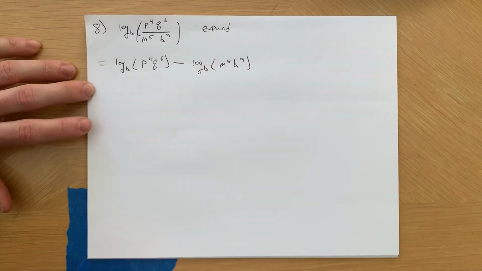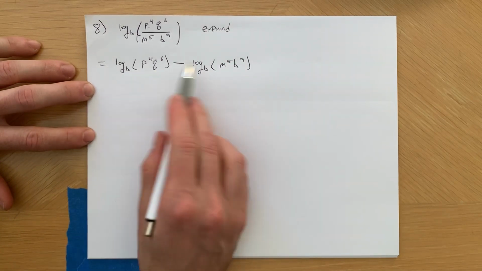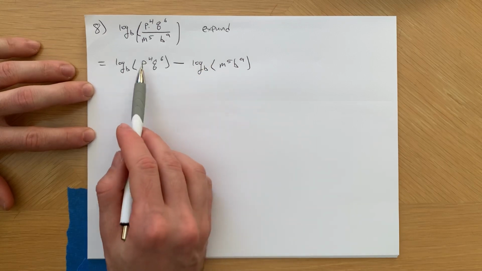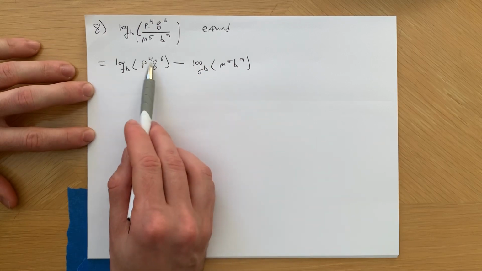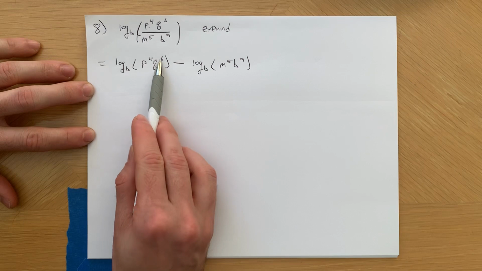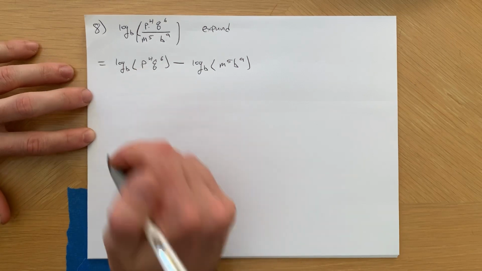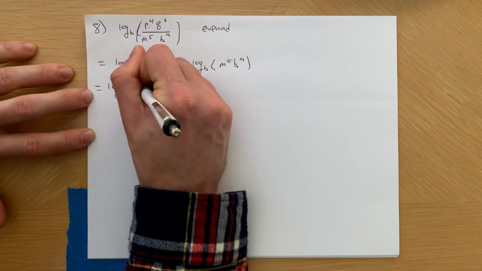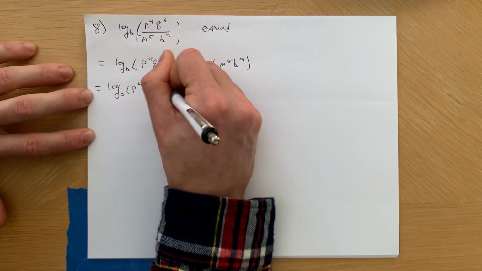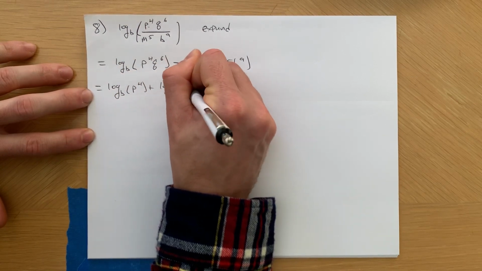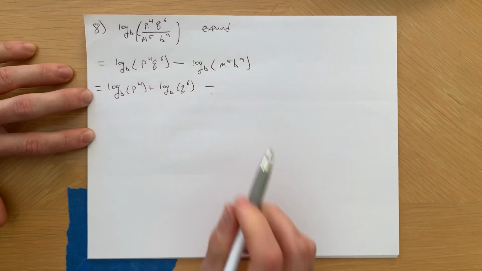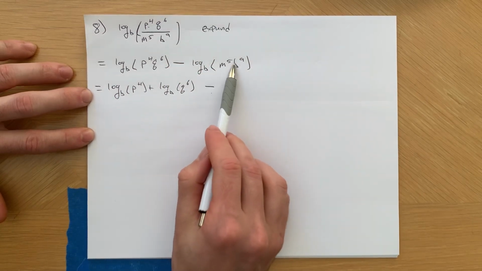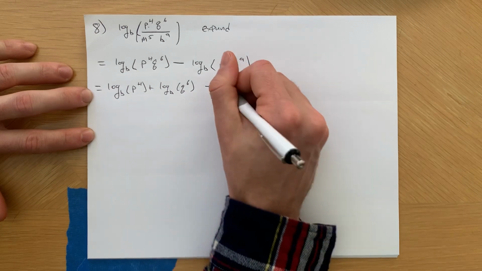All right, and now after we do that, we look at each of these pieces separately and see how we can simplify them. Well, in this first one right here, we have multiplication on the inside, p to the 4 times q to the 6, and we can break up multiplication with addition. So this left-hand side is going to become log base b of p to the 4 plus log base b of q to the 6. Now minus, and the same thing over here. We have this multiplication, so we're going to break it up with addition.